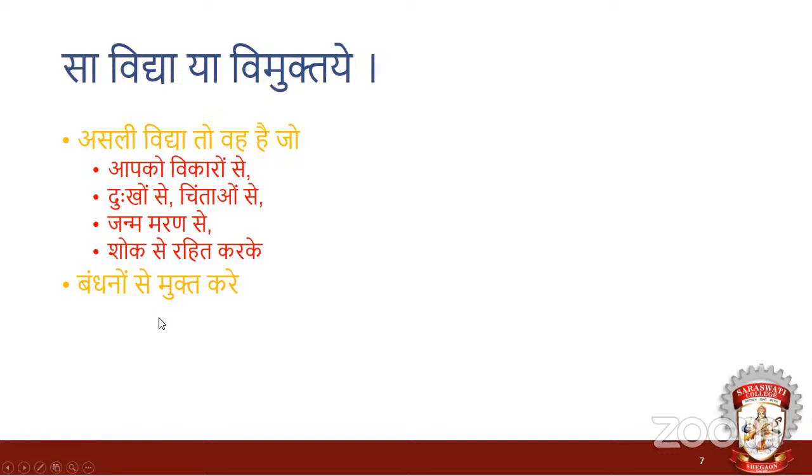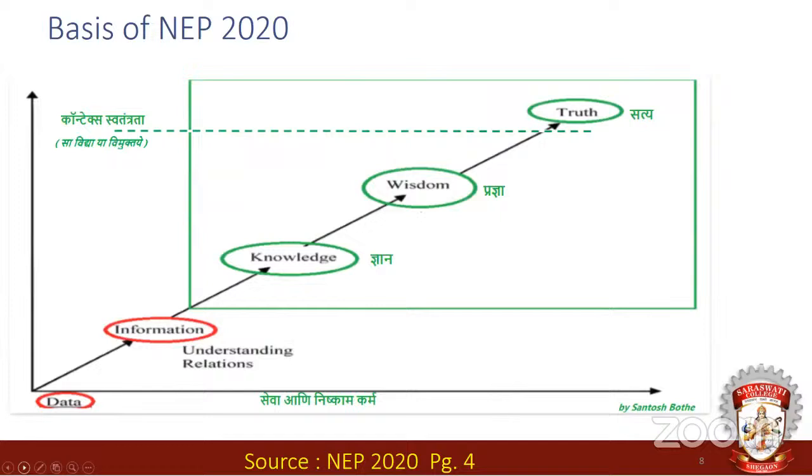Sa Vidya Vimukte is all about clearing the misunderstanding or the lack of knowledge, enlightening our mind. Okay, so that's the primary purpose. Now, another dot which I would like to bring in front of you: the NEP also talks about the same thing. The NEP talks about context-free understanding. Context-free understanding is Sa Vidya Vimukte.